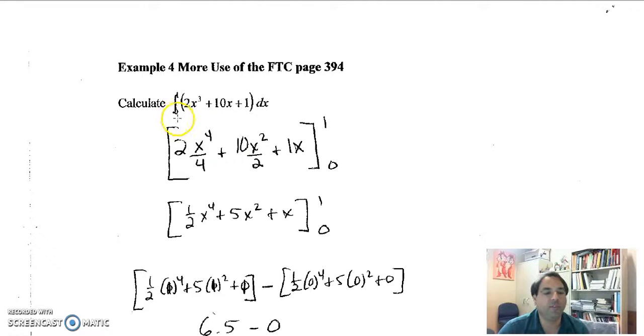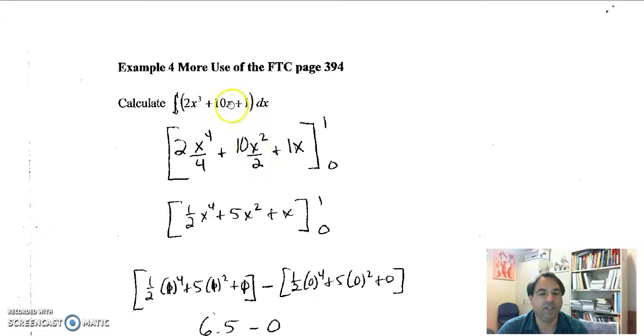Let's say we have the integral from 0 to 1 of 2x cubed plus 10x plus 1 with respect to x, dx, and so we take the integral. The 2 stays in front. The integral of x cubed, add 1, divide by it, would be x to the 4 over 4.